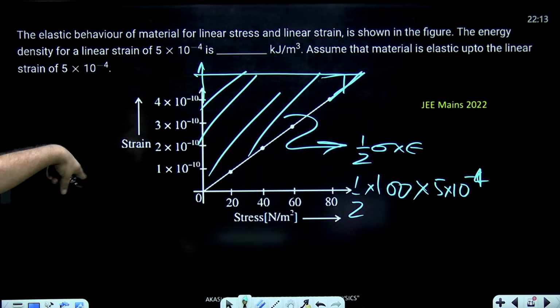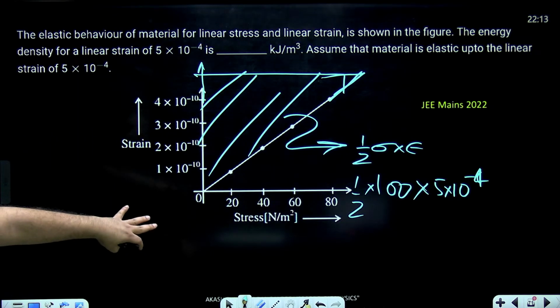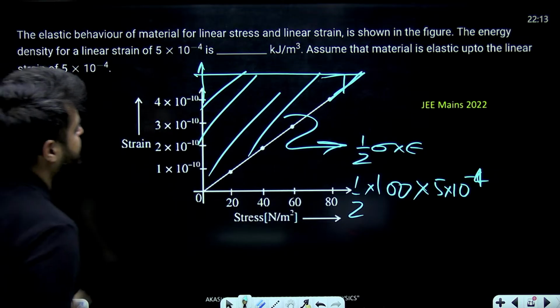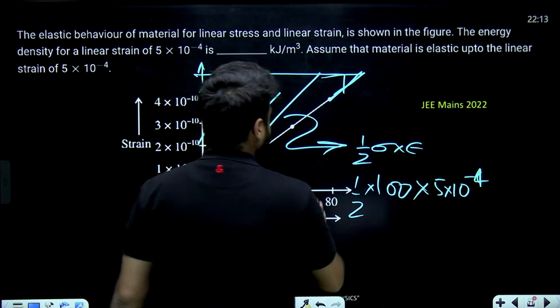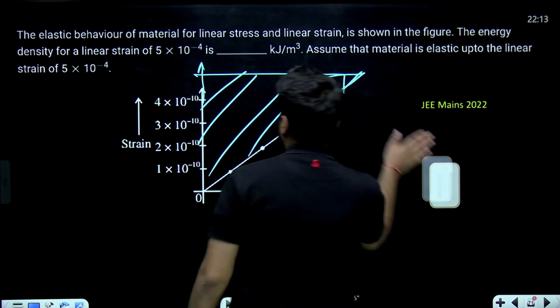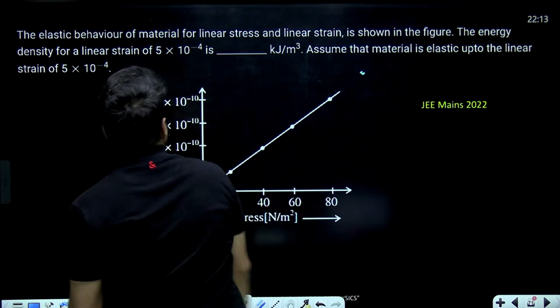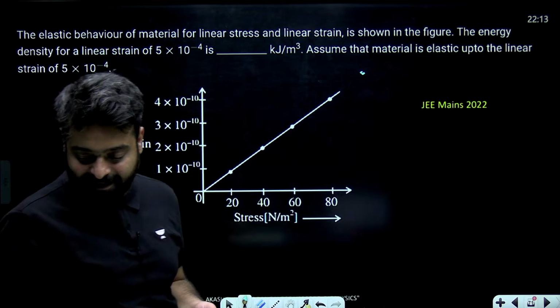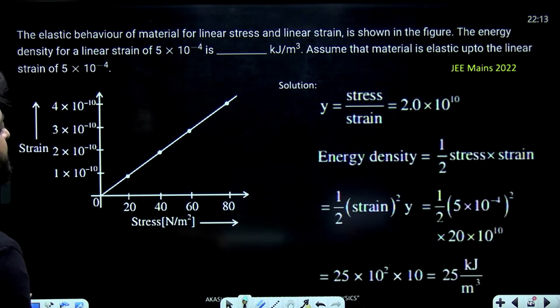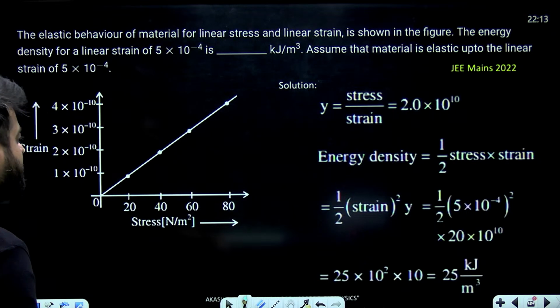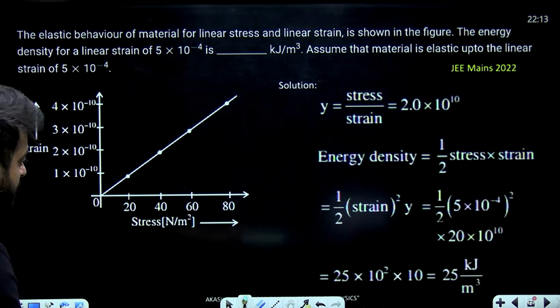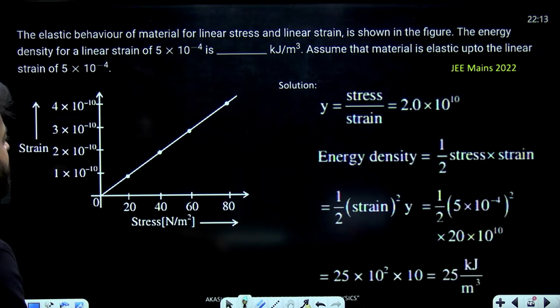And this value is given in what? Like strain is given in like dimensionless, this is Newton per meter square. Okay, so they are asking kilojoule, okay, that's why, nothing else. So the whole concept is same, bro, nothing difficult. Super easy problem. Stress into strain or strain square into y, whatever it is you want to put, okay, directly you can put.